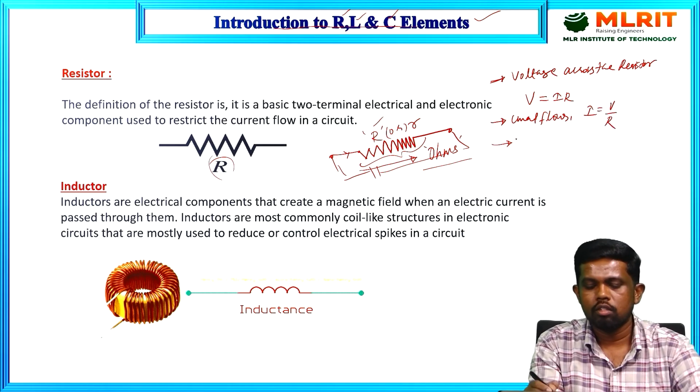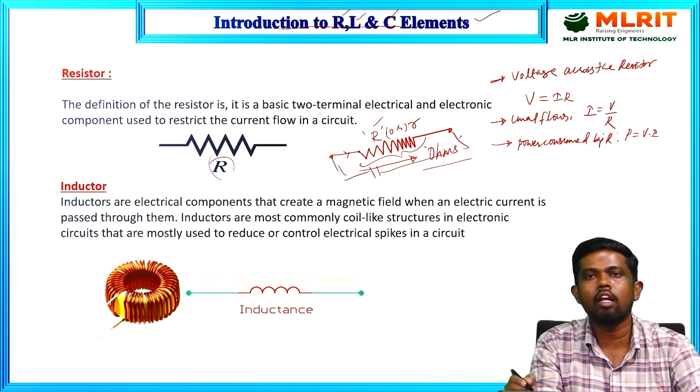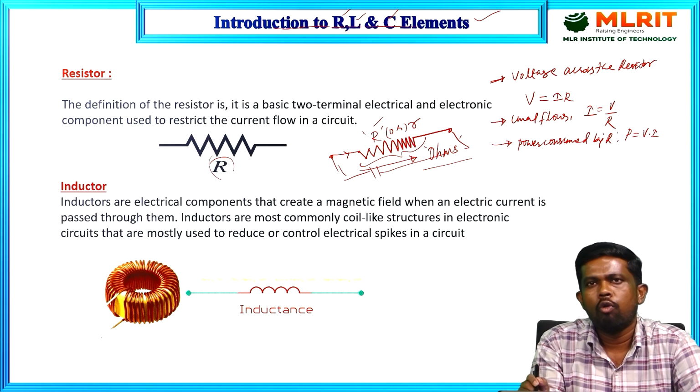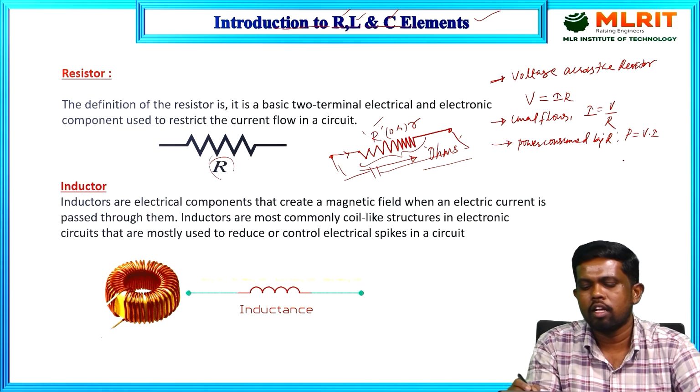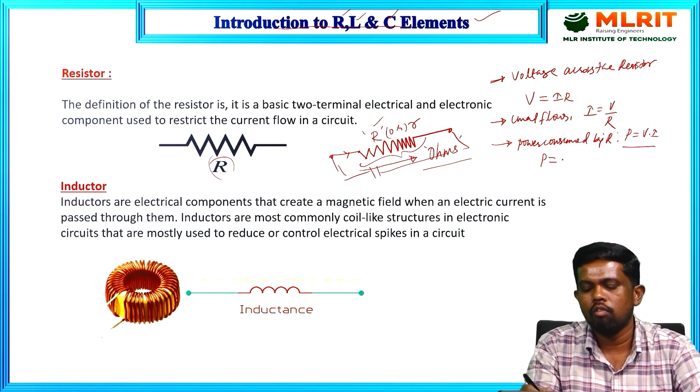We can also say the power consumed by the resistor is P equal to V into I, in terms of voltage and current, because it is electrical power supplied by the source. Otherwise, keeping V as it is, instead of I we can write V by R. This is the power dissipated, or power consumed, by the resistor.